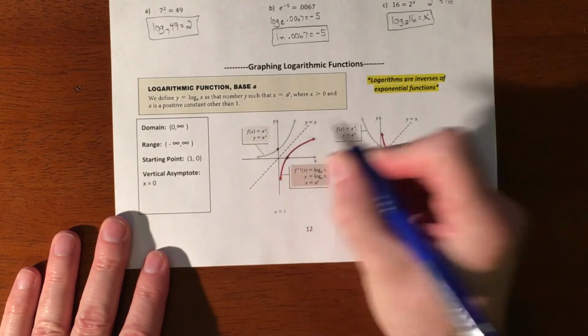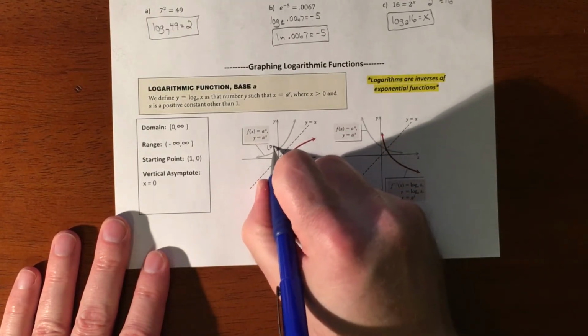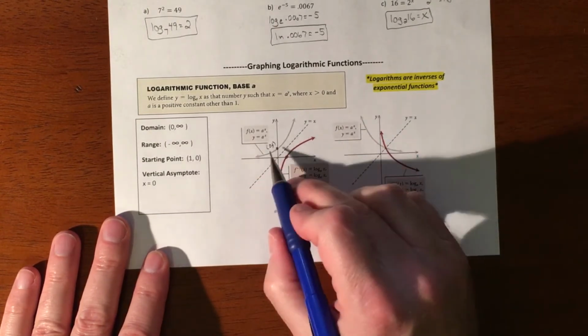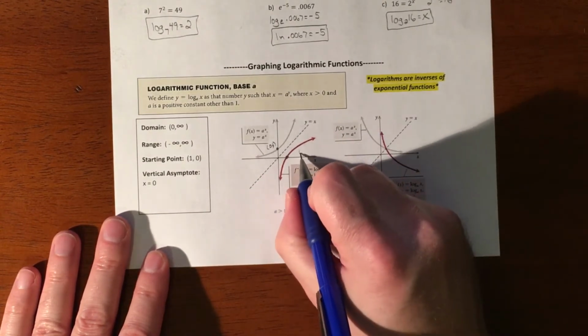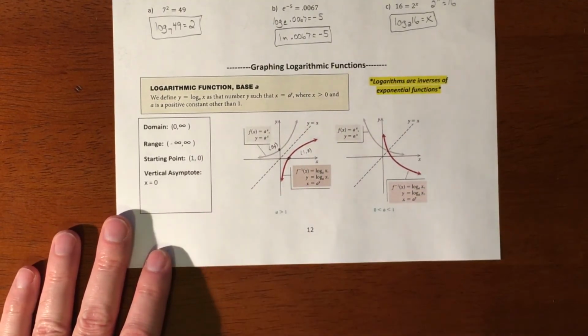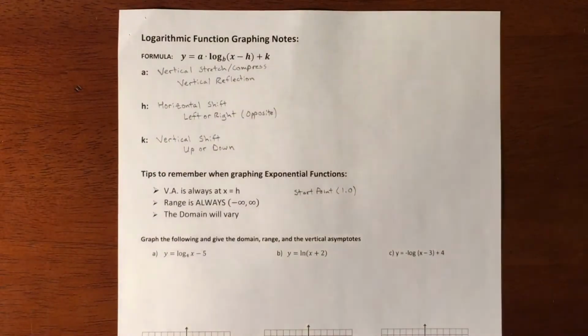An exponential has a 0, 1. So if you do the basic idea of an inverse, you're going to switch that coordinate, and when you switch that coordinate, it becomes that. All right, so vertical asymptote at 0. So that's the basic idea. Let's look at a couple of them real quick.